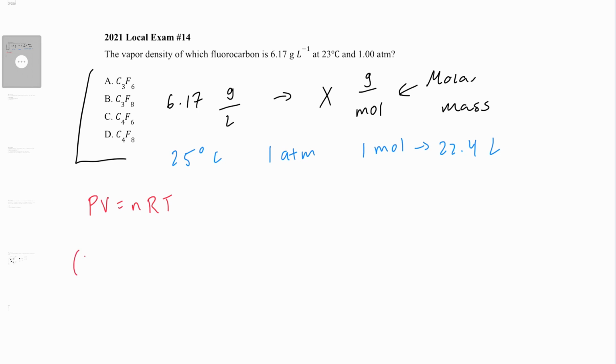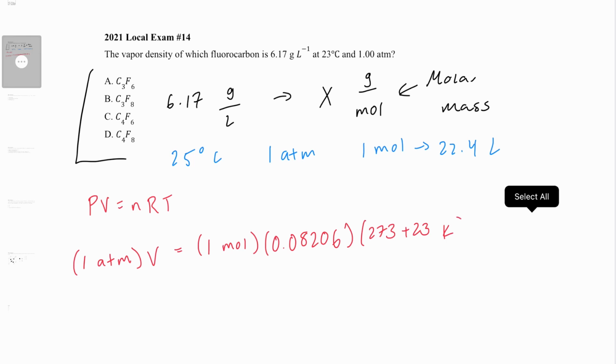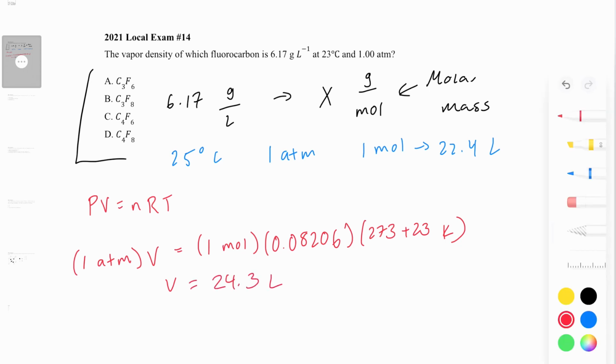So our pressure is going to be 1 atmosphere. Volume is what we're trying to find out. n is going to be 1 mole. R is going to be 0.08206 plus some units. And T is going to be 273 plus 23 Kelvin. So after you do all this, your volume is going to come out to 24.3 liters.